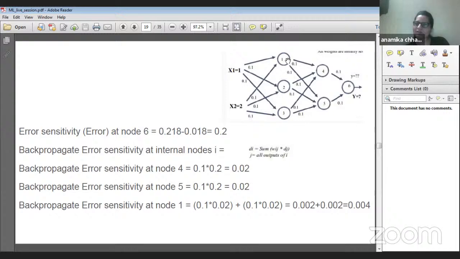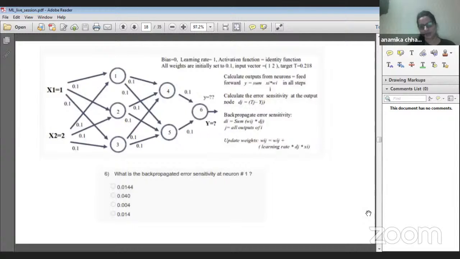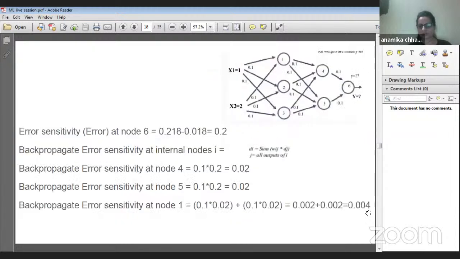Then we have to go one step back. The error sensitivity at node number 1 will be, we will look at all the outgoing links, which are 2 over here. So weight of that into the error sensitivity of this node, that comes out to be 0.1 into 0.02 plus 0.1 into 0.02, and that comes out to be 0.004. That's what was the question: what is the back propagated error sensitivity at node number 1? That is 0.004. Similarly, for 2 also it will be the same. For 3 also it will be the same, because they have a similar structure.